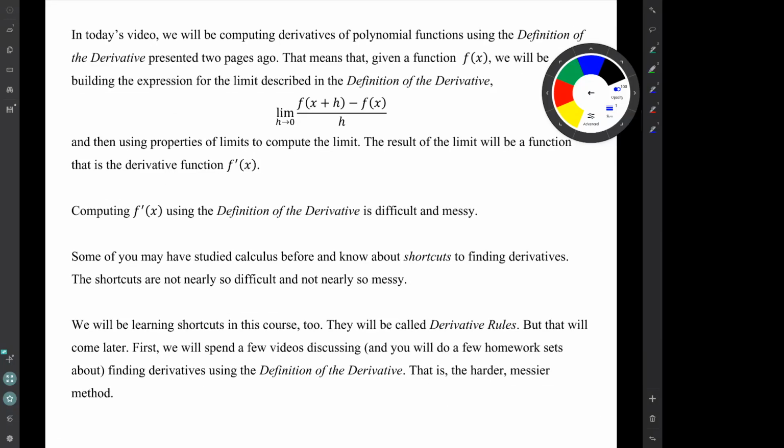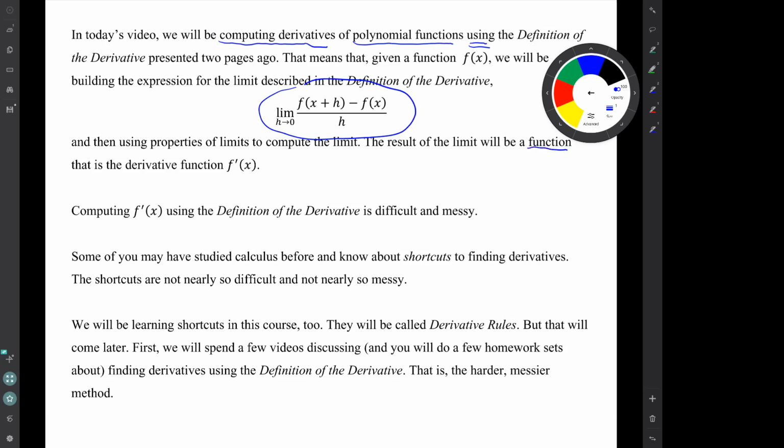In today's video, we're going to be computing derivatives of polynomial functions, and we're going to be using the definition of the derivative presented 2 pages ago. That means that given a function f of x, we're going to be building the expression for this limit that's described in the definition of the derivative. And then we're going to be using the properties of limits to compute that limit. And the result of that limit will be a function that is the derivative f prime of x.